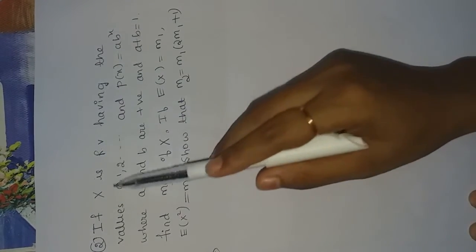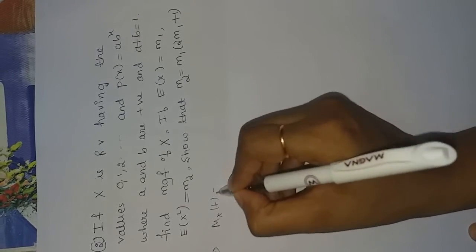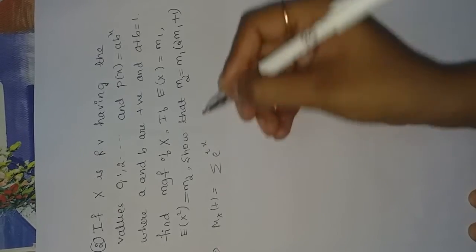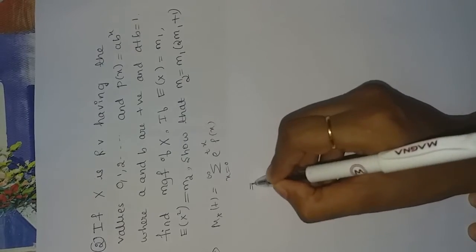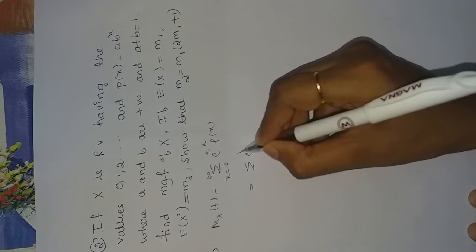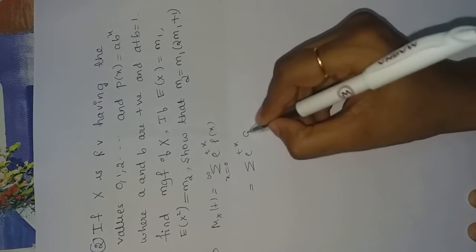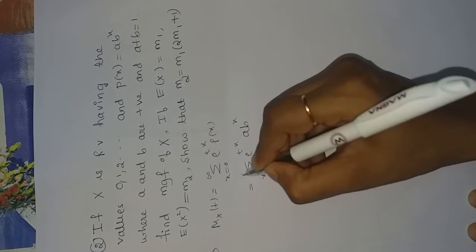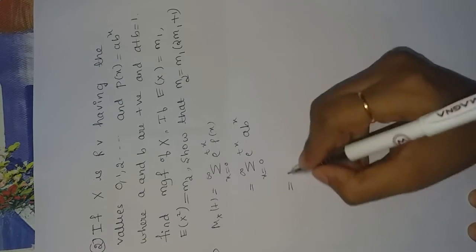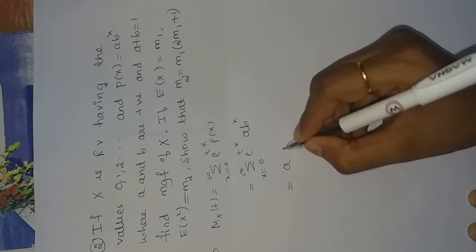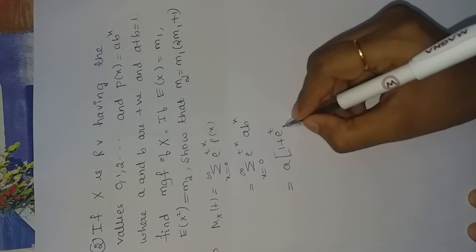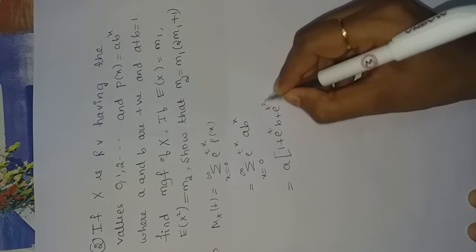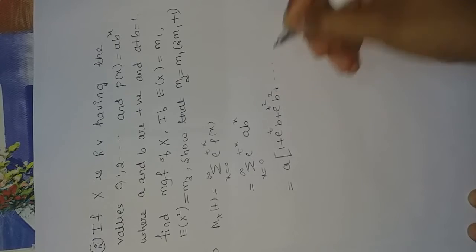So here the random variable x is discrete, it is clear from the question. So Mx of t is summation of e power tx p of x, where x takes the value from 0 to infinity, that is summation of e power tx, where p of x is given as a into b power x. Expand this by taking the constant outside. So we get a times 1 plus e power t into b plus e power t square into b square, so on.